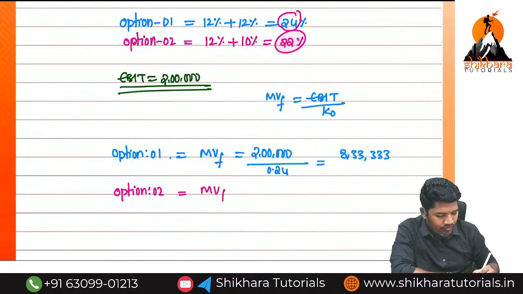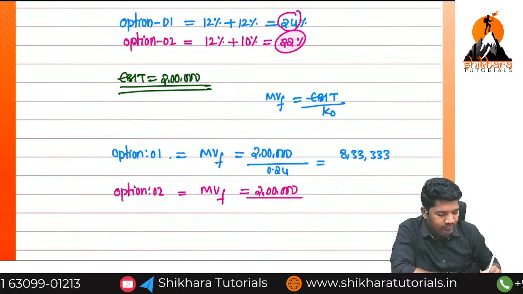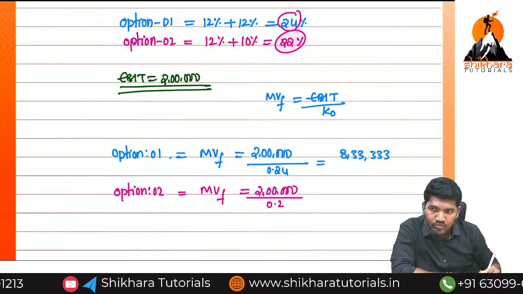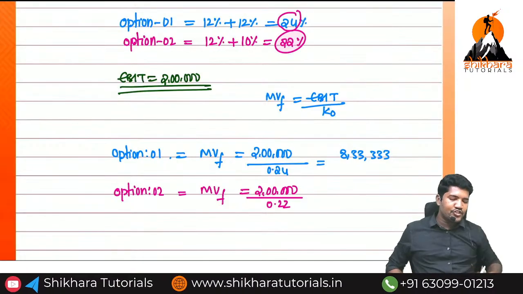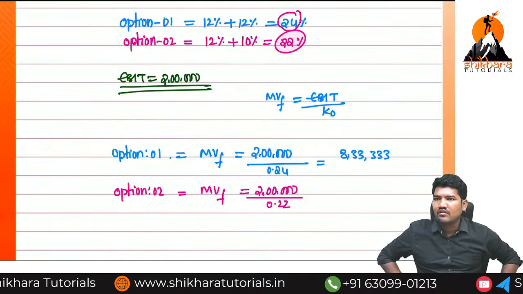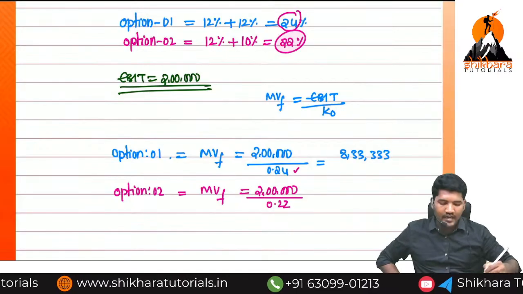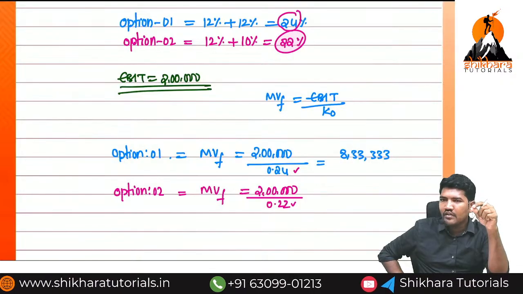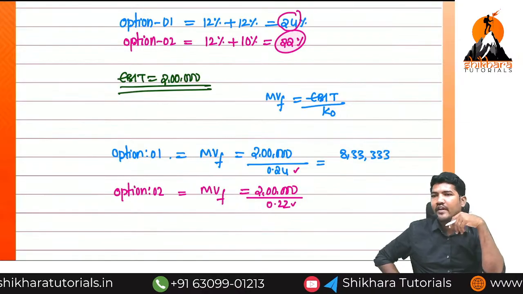If you choose option 2, market value of firm equals EBIT, which is common at 2 lakhs. What about the KO? 0.22. 22% only, right? Option 2. Now my doubt, sir: previously it was 0.24, now it is 0.22. Why? Understand the concept logically. Previously you took 0.24, now you are taking 0.22. Why? Sir, in option 1, even though I know equity is a costly fund, I procured equity only.